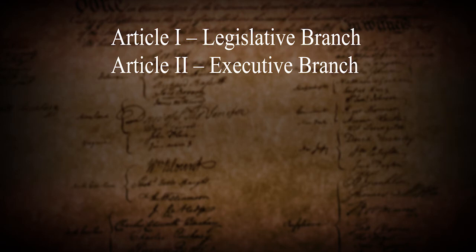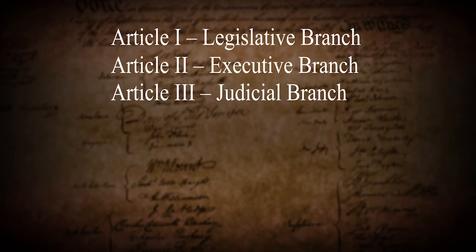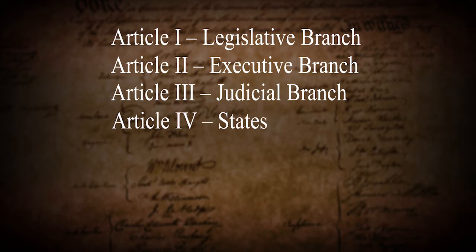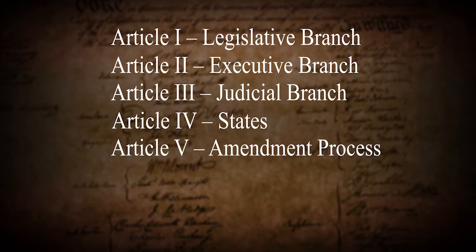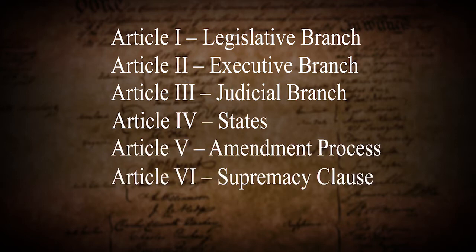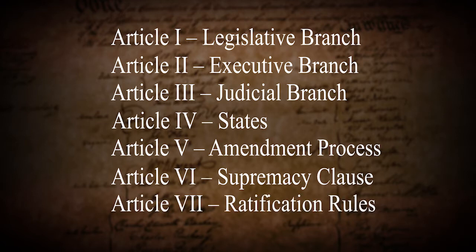The Constitution is divided into 7 different articles. Article 1 has to do with the legislative branch. Article 2, the executive. Article 3 is the judicial branch. And Article 4 is kind of a catch-all, but it mostly has to do with states. Article 5 is the amendment process. Article 6 is the supremacy clause. And Article 7 are the original ratification rules. Most of those articles have sections, and most of the sections have clauses.